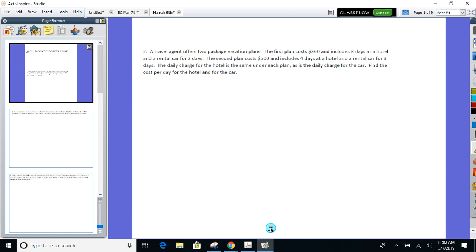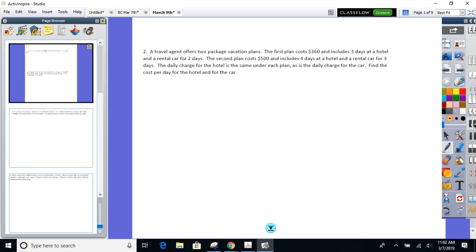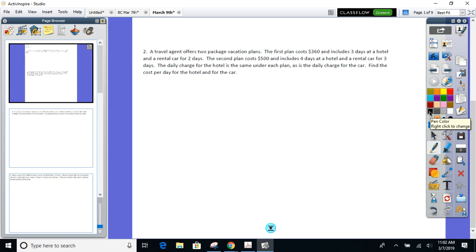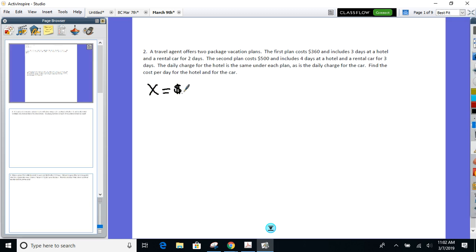Two variables means two equations. Three variables would be three equations. All right, two variables here. I'll just stick with the old X and the Y. So I'll let X equal the cost of the hotel, and I'll let Y equal the cost of the car.